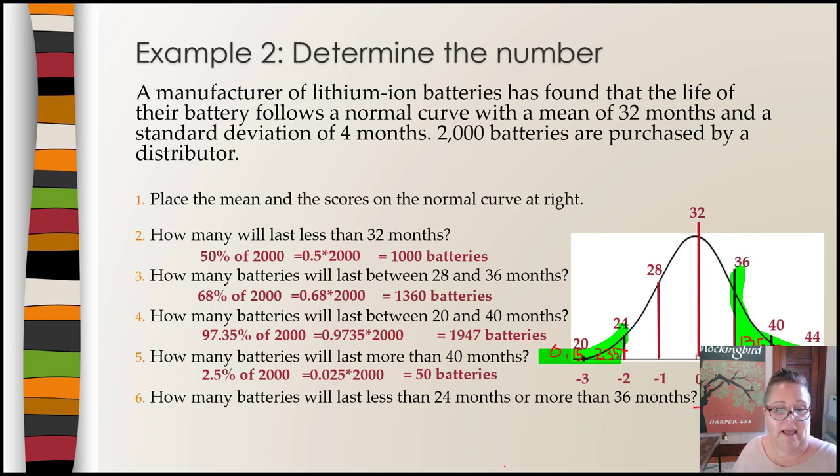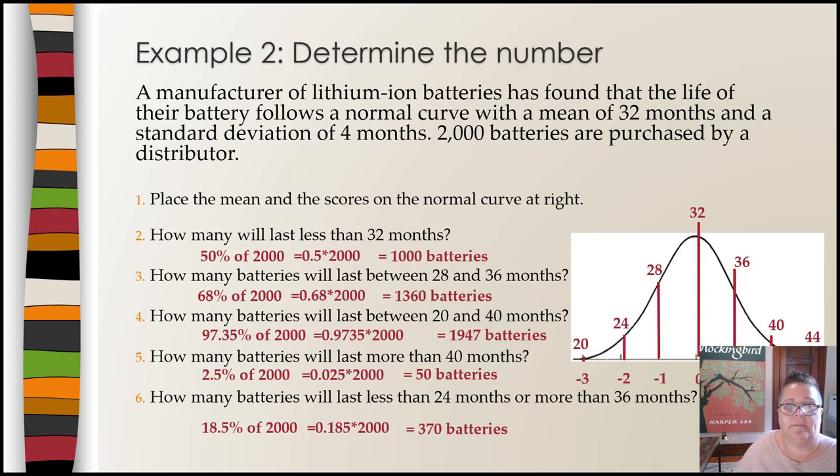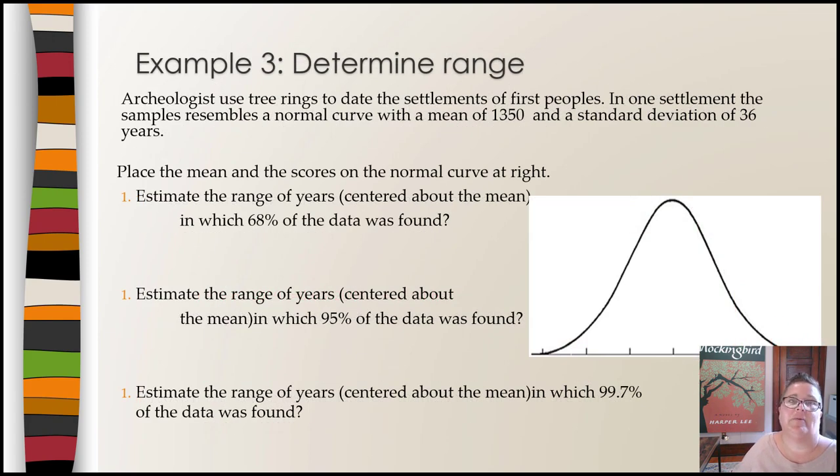All right, if I add all of those percentages up, I am at 18.5%. 18.5% of that 2,000 gets me 0.185 times 2,000, or 370 batteries. Okay. What's the third one here? The third one was determining range. And I think I actually have 2 slides on this just because it took some more to write.